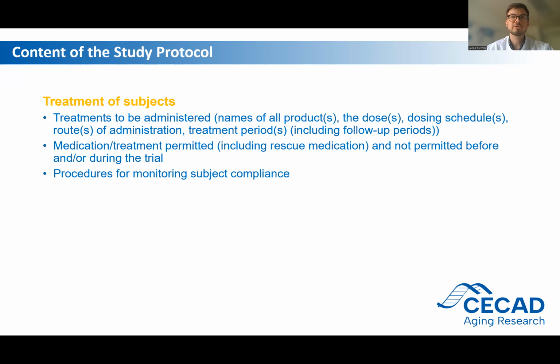Furthermore, the protocol includes a description of the treatment of subjects by listing the treatments to be administered. Those should include the product names, doses, dosing schedules, administration route, and treatment periods. To avoid the withdrawal of the subjects, any additional medications and treatments that are not part of the clinical trial should be listed here, if they are permitted before and during the trial, as well as procedures to monitor the subject compliance. And these should be indicated here at this stage of the protocol.